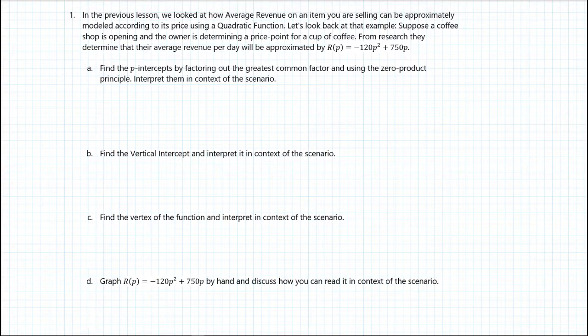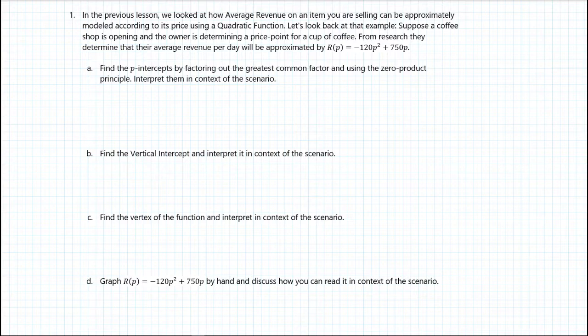So suppose a coffee shop is opening and the owner is determining a price point for a cup of coffee. From research, they determine that their average revenue per day will be approximated by R of P equals negative 120 P squared plus 750 P. We're going to start this out by finding the P-intercepts, the horizontal intercepts, by factoring out the greatest common factor and using the zero product principle. We will interpret these P-intercepts in context of the scenario.